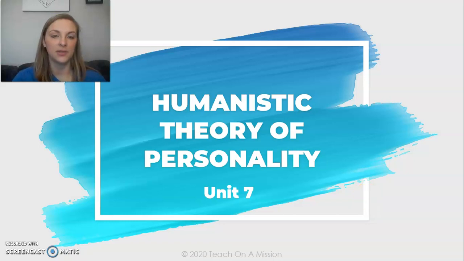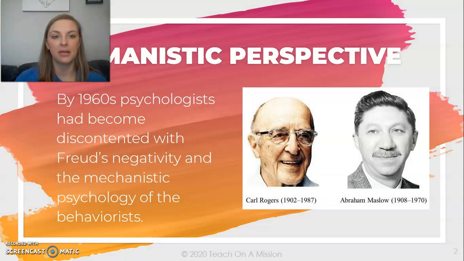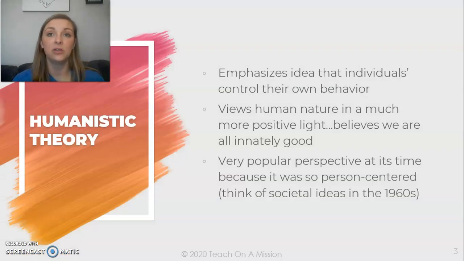Okay, the next theory of personality we're going to talk about is the humanistic theory of personality. This theory came about in the 1960s, mainly by Carl Rogers and Abraham Maslow. These psychologists became really annoyed with Freud's negativity and the behaviorists' idea that our personality is based all on internal and external things. So what humanistic psychologists came up with was the idea that individuals control our own behavior. We're the ones who decide what we're going to do in our lives.